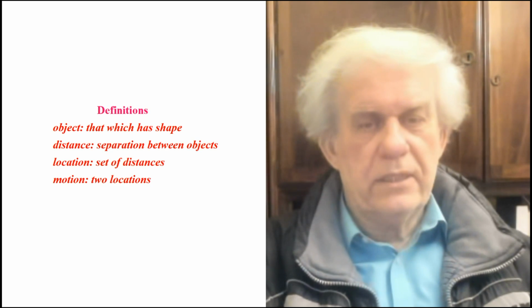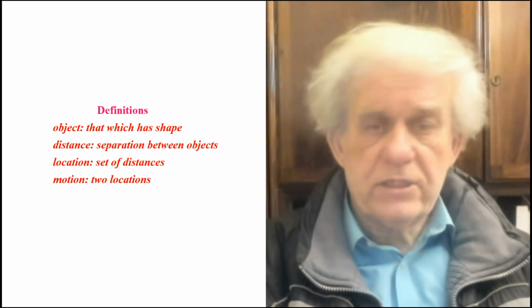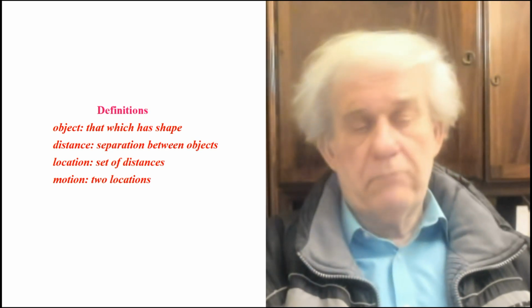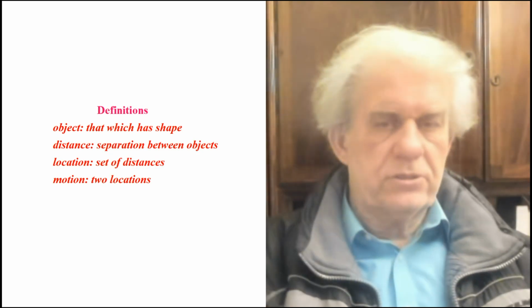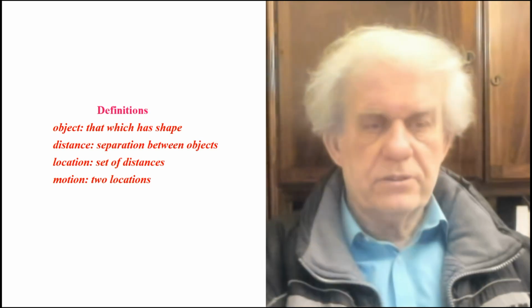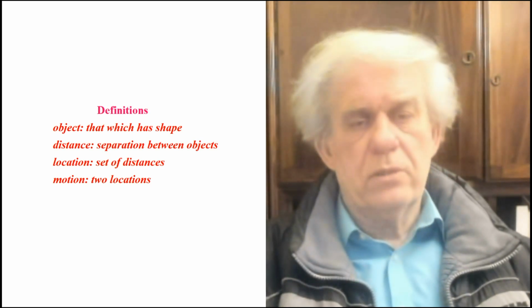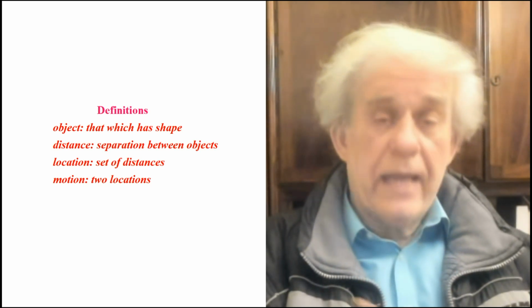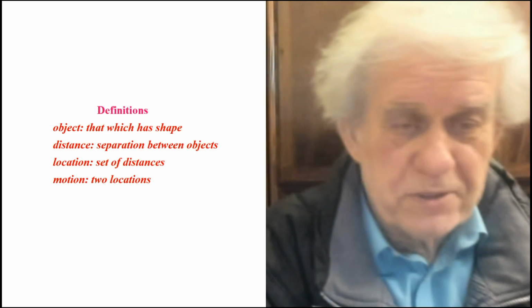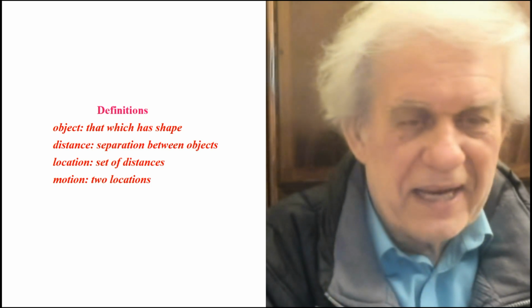Gap, okay, chasm. Location: the set of distances from one atom, for example, to all the other atoms in the universe. Okay, now you have distance, set of distances. And motion: 2 or more locations, 2 locations of an object. That's how they come together. Now we have a definition that you can sink your teeth into and not have to rely on synonyms as they have been using for at least the last 2,500 years.